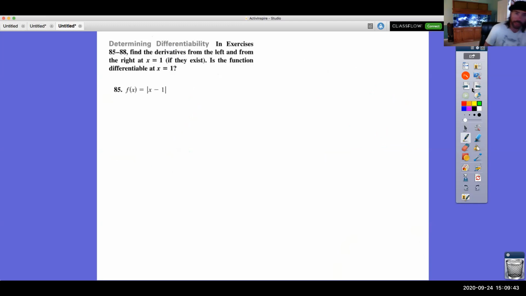I want to know if the derivative from the left and from the right at x equals 1 exist. Therefore, is that function differentiable at x equals 1? So you have to find the derivative from the left limit definition, the derivative from the right, and then compare them to each other. Pause at this point and let you tinker around with that. When you're stuck or you're done or you're ready, come back.